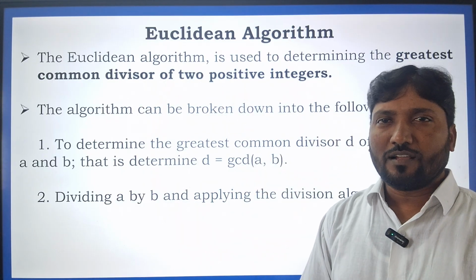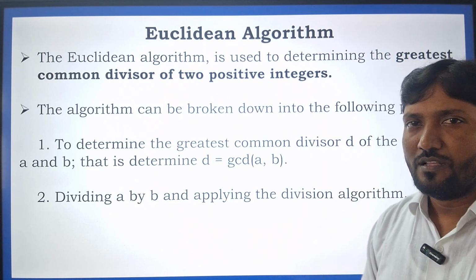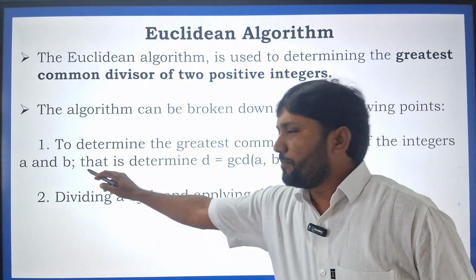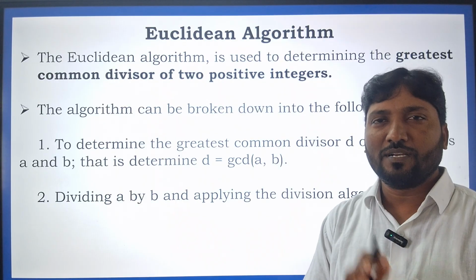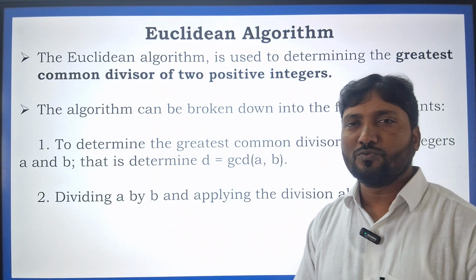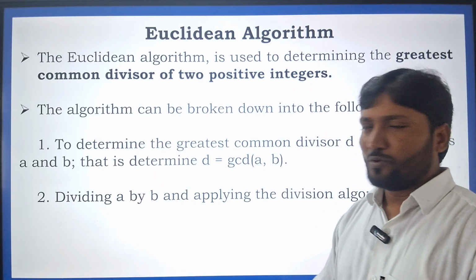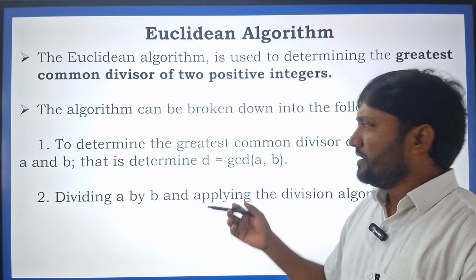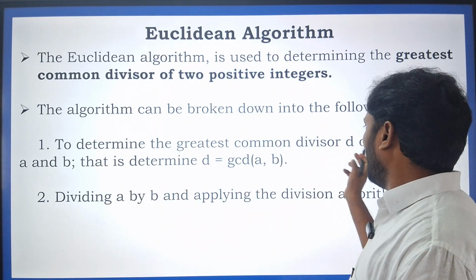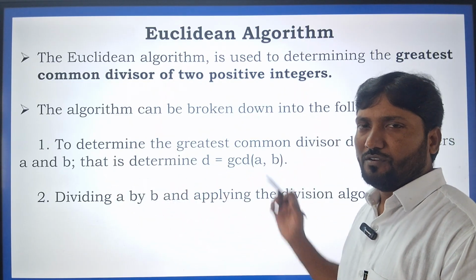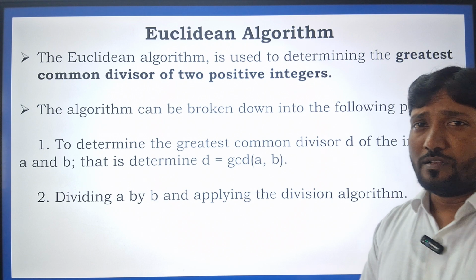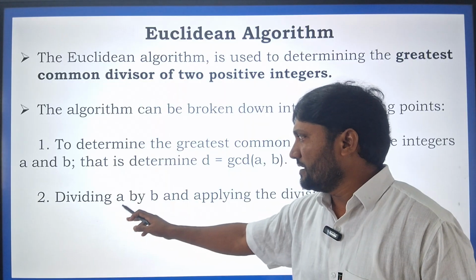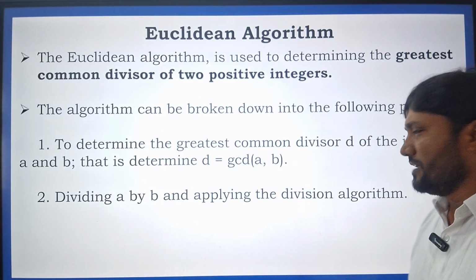Okay, so now this algorithm has two steps. The first one is that we take two positive integers, a comma b. For these two integers a comma b, we are going to calculate the GCD, which is called d. d is nothing but the greatest common divisor of the two positive integers, GCD of a comma b. Then the second step is that we divide a by b, applying the division algorithm.